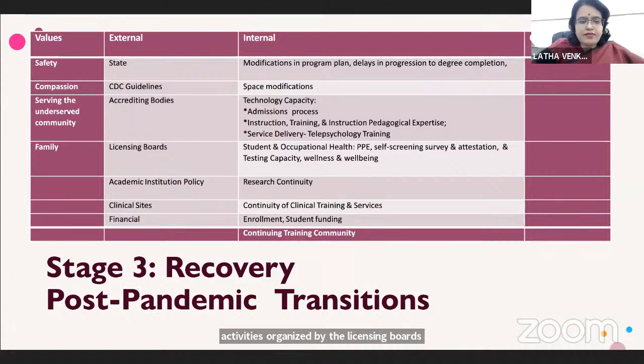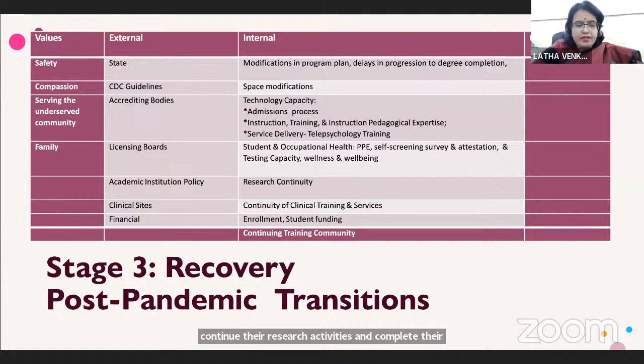And for academic institution policy, we made sure the research was being continued. I still want to share here that many of our students' data collection was made online. Offline data collection was not possible, so we permitted online data collection. Modifications in the research protocols were brought in, and still we helped the postgraduate students and the doctoral students to continue their research activities and complete their research studies.